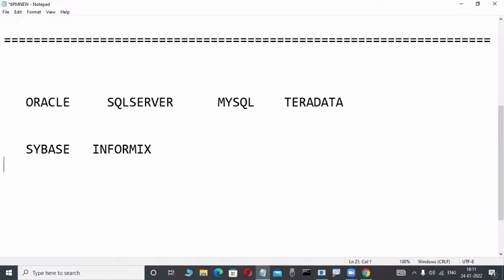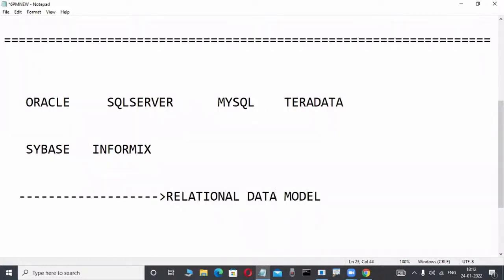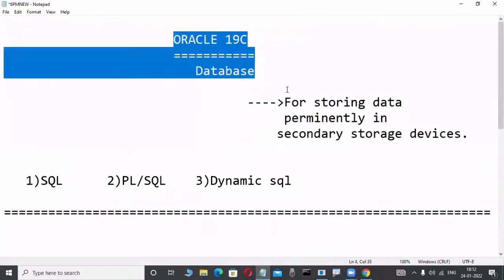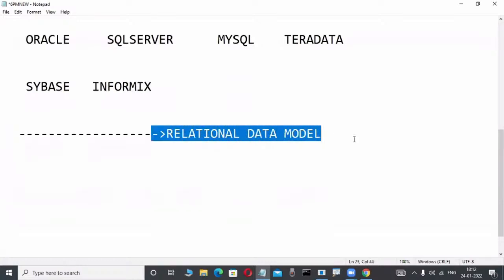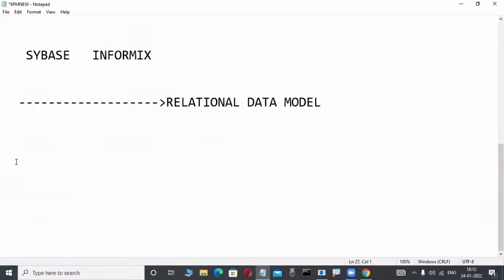These products are all relational databases, or these products are all implemented based on the relational data model. Relational data model is a concept. Data model is a concept. You must be familiar with it before starting these types of courses or products; if you are interested to learn them, minimum knowledge is required. Now observe here. What is this data model first? It is an easily understandable model.